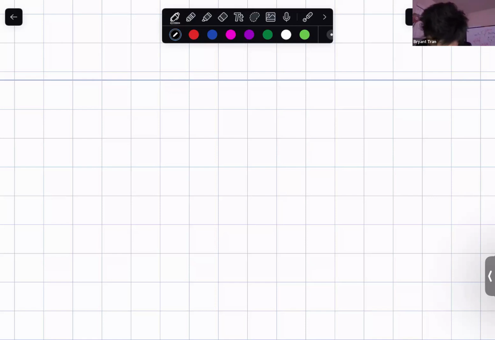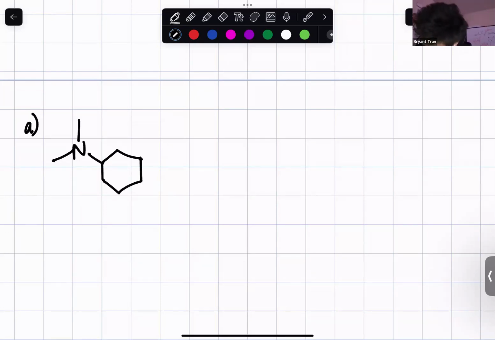Okay. So there's two parts, part A and part B. Part A wants you to draw out a resonance structure that is equivalent to the major resonance structure, which is this one that they give you here.